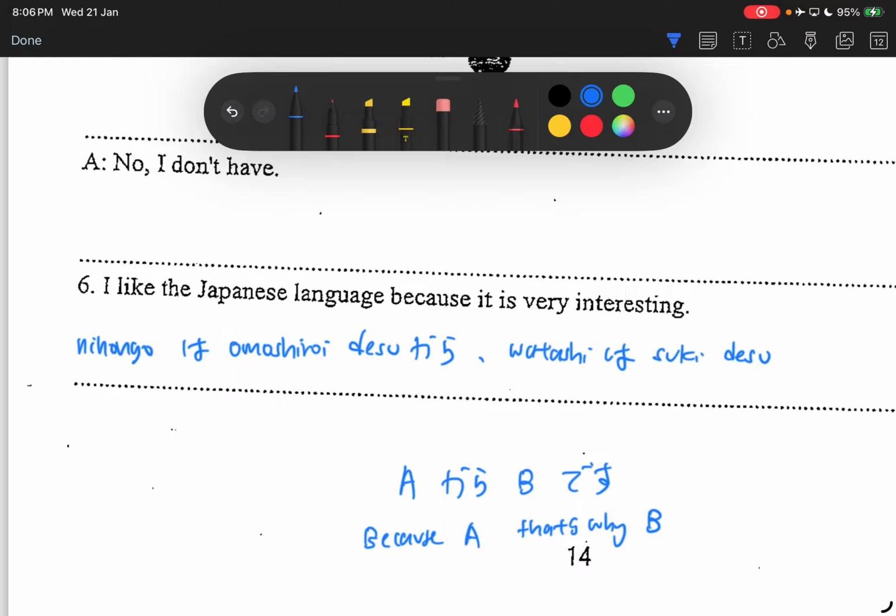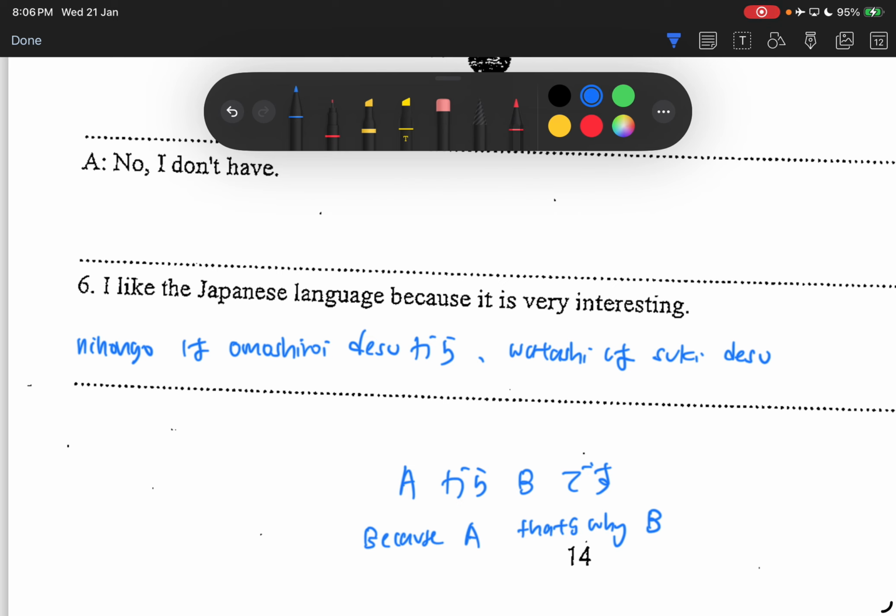So we cannot start the sentence with it is what. So what is it? It is Japanese. So we use the Japanese over here. So Japanese language is very interesting. That's why I like it. But of course I like it. 私は日本語が好きです. But I don't need to mention Nihongo again because at the front I already mentioned Nihongo. So in the second half of the sentence I don't even need to mention Nihongo anymore.